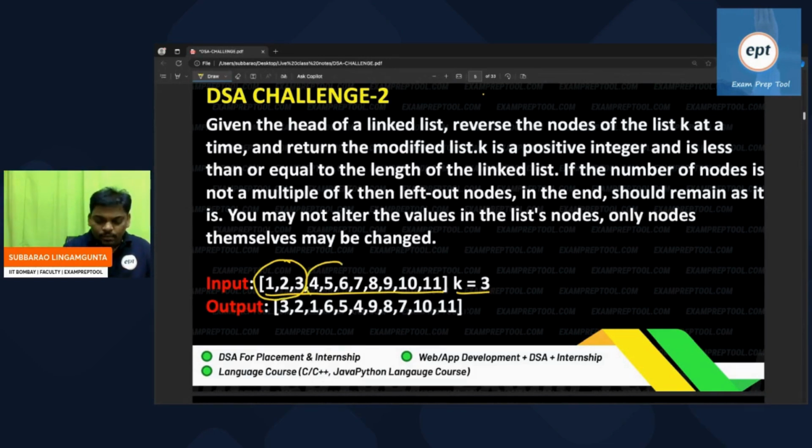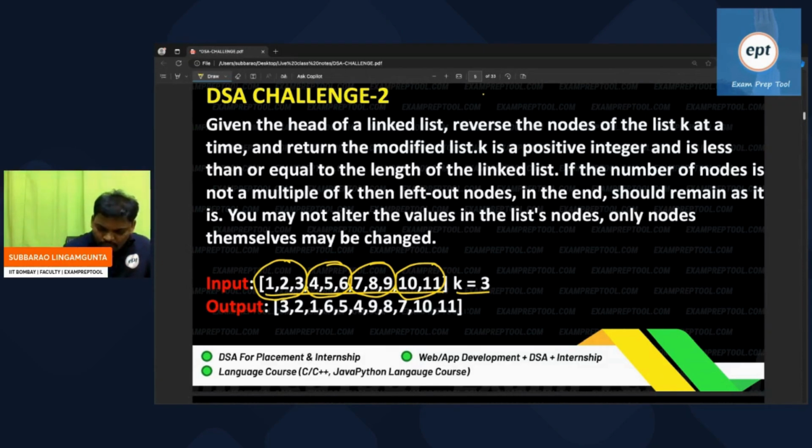Every three nodes you have to reverse. If three nodes are not there, if only two nodes or only one node is there, keep it as it is. The last group is a little different. If k equals 3 is not possible and fewer nodes than that remain, keep them as they are.